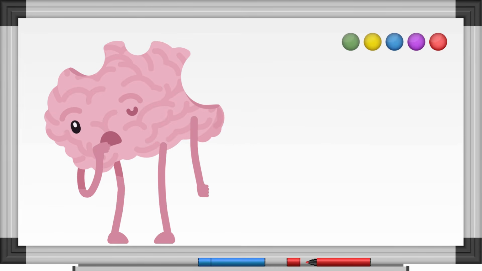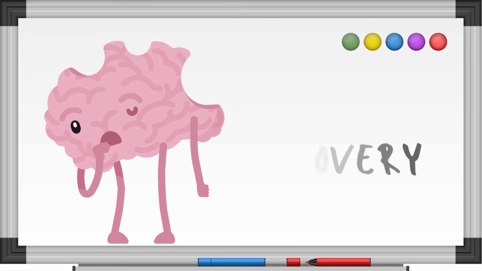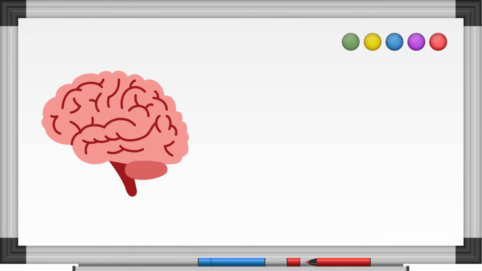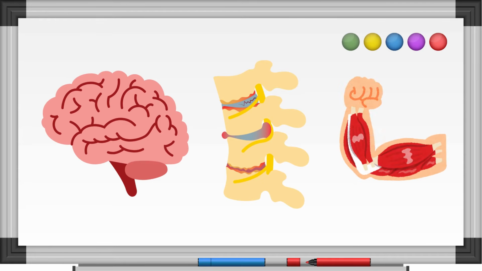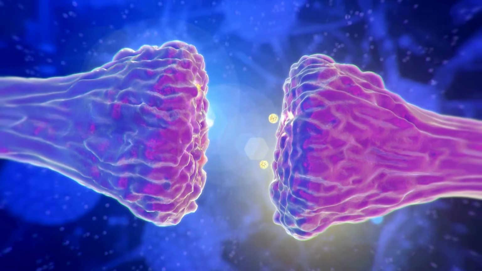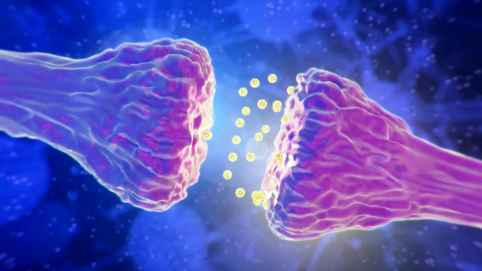The brain plays a crucial role in injury recovery as well, as it possesses the ability to rewire itself in response to trauma. When an injury occurs, whether to the brain, spinal cord, or any of your muscles, the brain begins to reorganize neural pathways, allowing healthy regions to take over functions previously handled by damaged areas.